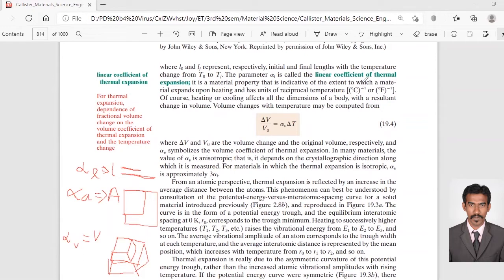Degree Celsius to the power minus 1 is the unit of alpha. So it tells how much a material can expand when you provide some heat. This will be different from material to material. Say, for example, you are providing a 10-degree increase in heat for aluminium, copper and iron.